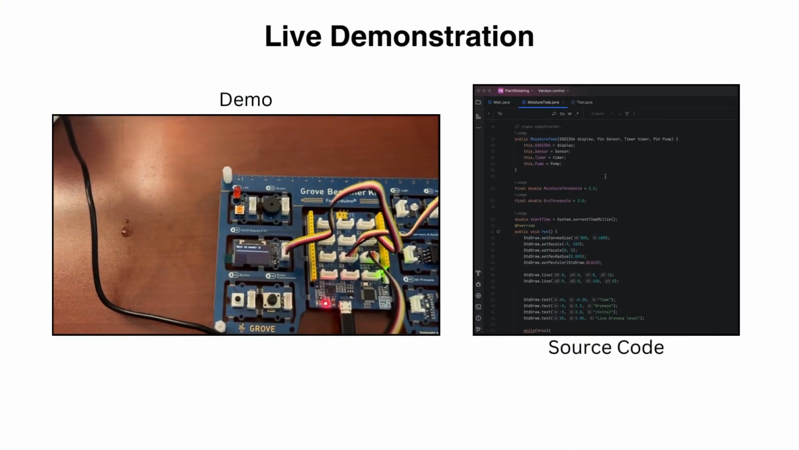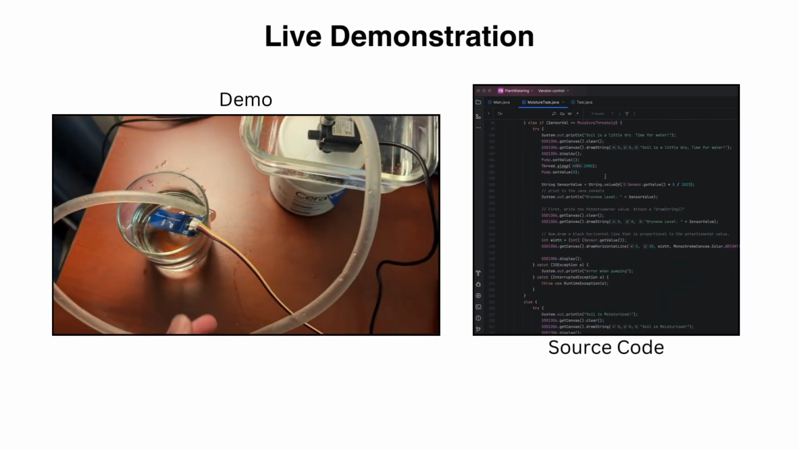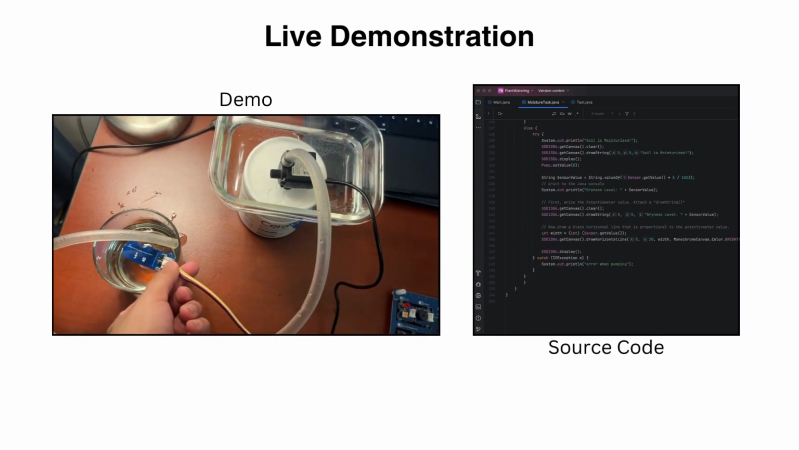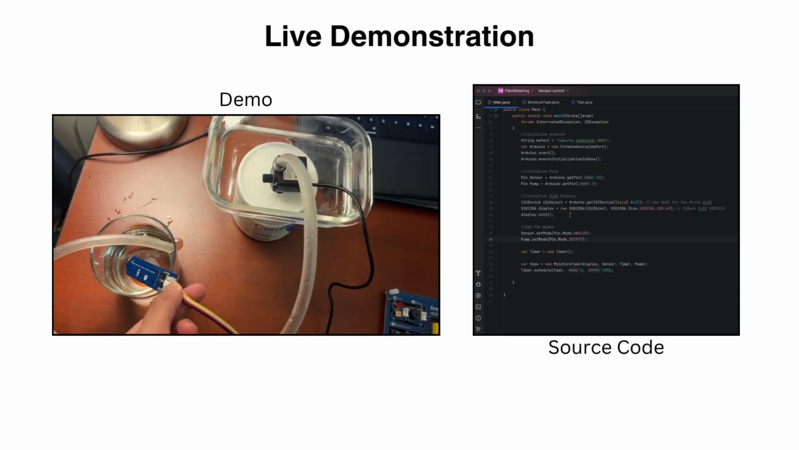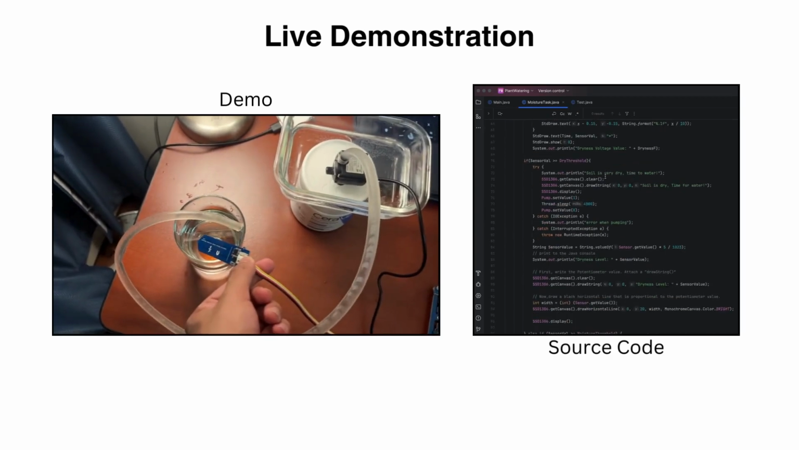Here I am showing you a live demonstration of my project. I'm using water instead of a plant to simulate a wet plant. Once I take the sensor off, the system detects dryness, which in turn initiates watering from the pump.